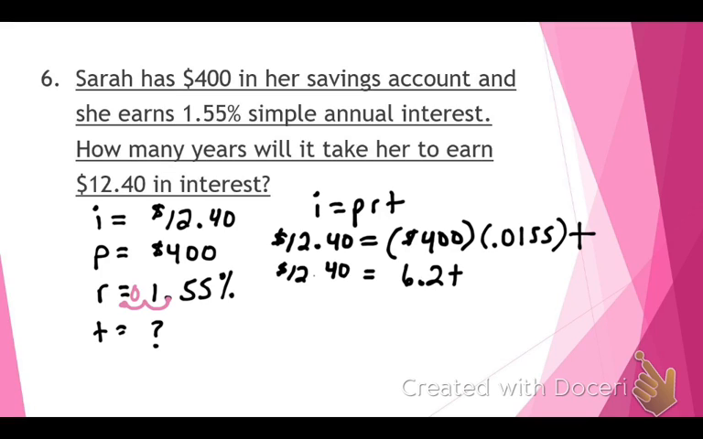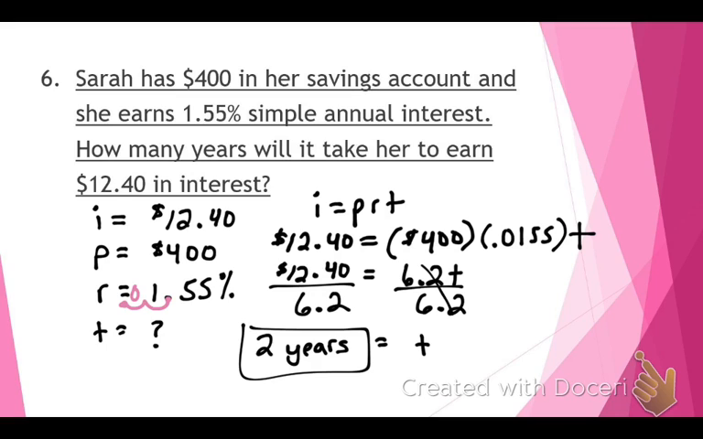Your whole goal is to get T by itself. How do I do that? Divide by 6.2. This cancels out. And what do you get? 2 years is correct. So then let's just go back and double check the answer. It says, how many years will it take to earn $12.40 in interest? It will take us 2 years. Okay? How many of you found that on your own?